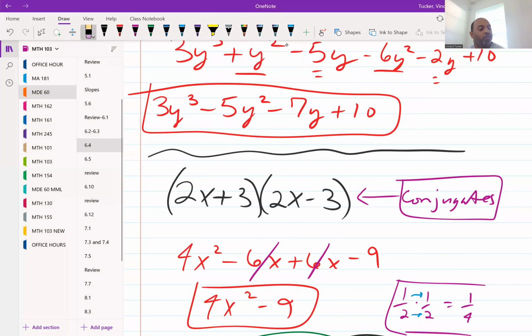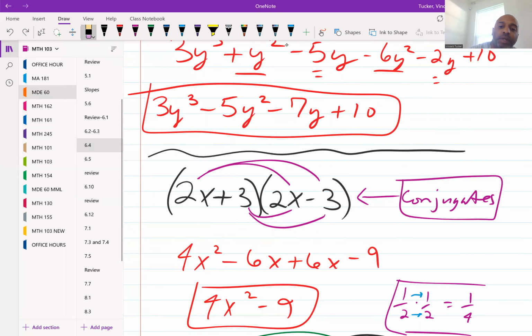All right, next one, 2x plus 3, 2x minus 3. These are called conjugates. Whenever you have just the middle signs different, they're considered conjugates. So whenever you're multiplying conjugates, after you do your distribution, notice here we have 2x times 2x, which is 4x squared, 2x times -3, which is -6x, 3 times 2x is 6x, and then 3 times -3 is -9.